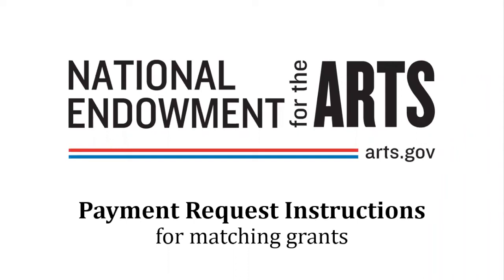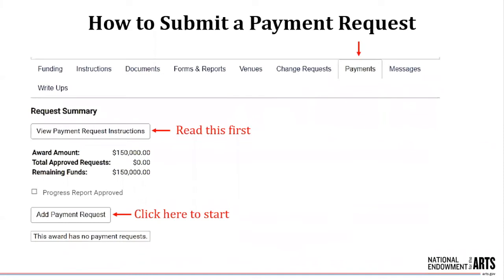Hello, I am going to walk through completing a payment request for grants that require a cost share or match. For more information, visit www.arts.gov under the Manage Your Award section of the website. You can find written instructions for this process when you log into Reach under the Payments tab.